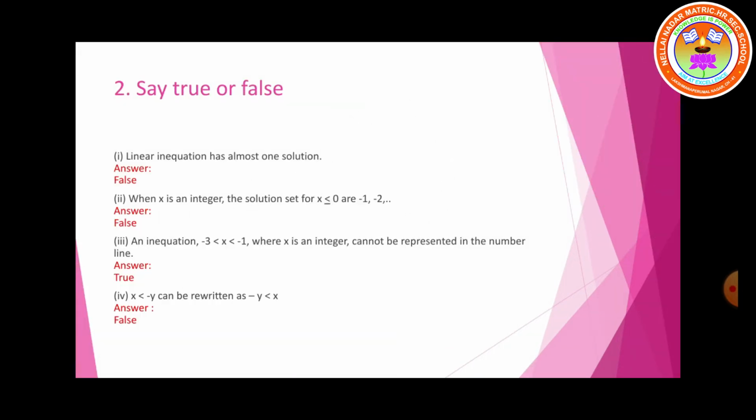Second one, say true or false. Linear equation has almost one solution. The answer is false. Second one, when x is an integer, the solution set for x less than or equal to 0 is 0, minus 1, minus 2, etc. The answer is false. And the inequality minus 3 less than x less than minus 1, where x is an integer, cannot be represented on the number line. The answer is true.